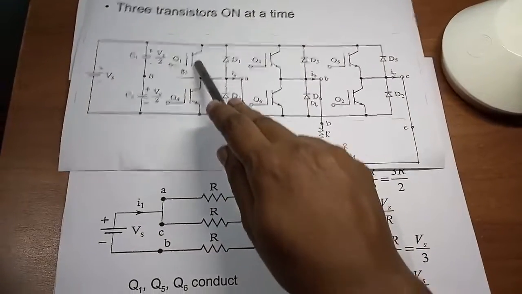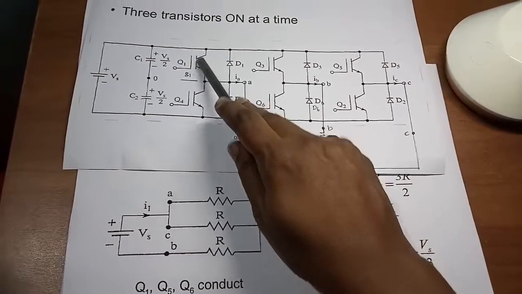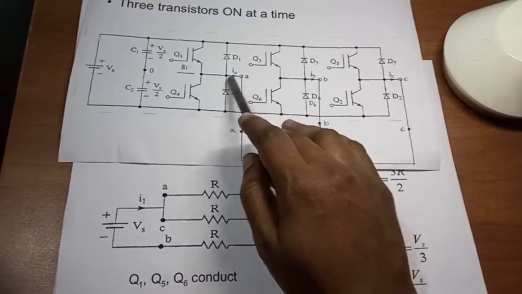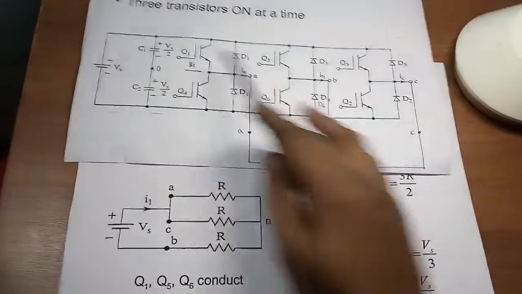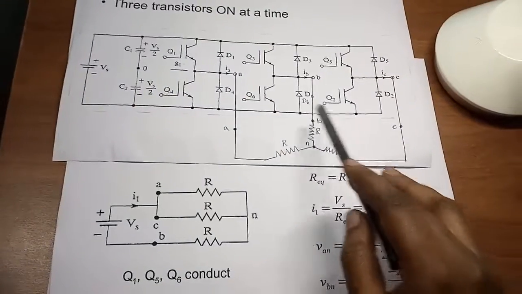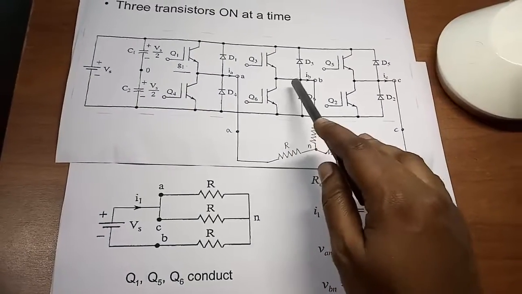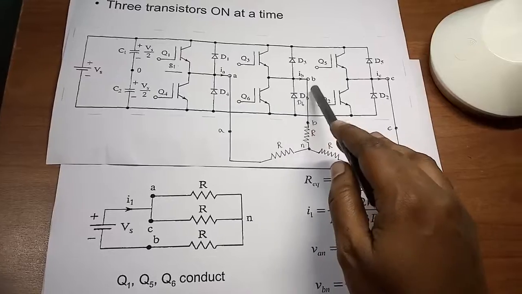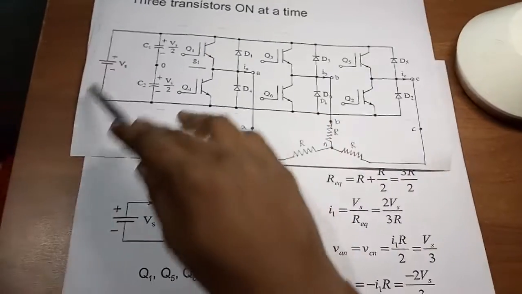When switch 1 is turned on, it makes the A phase connect to the positive of the supply. Similarly, 5 makes the C phase connect to the positive of the supply, and when the 6th switch is turned on, which is already on, it makes the B phase connect to the negative of the supply.